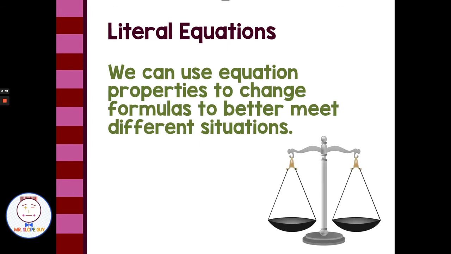And we can use equation properties to change these formulas to better meet different situations. Meaning we can use our equation rules where we're allowed to add, subtract, multiply, or divide any amount we want to either side of the equation. As long as we're consistent and do it to both sides of the equation, it remains equal.